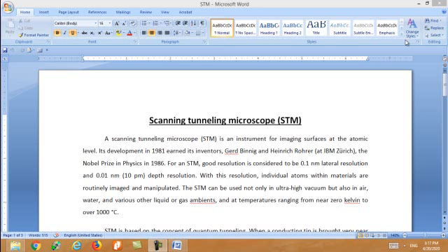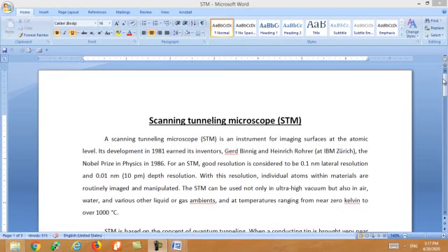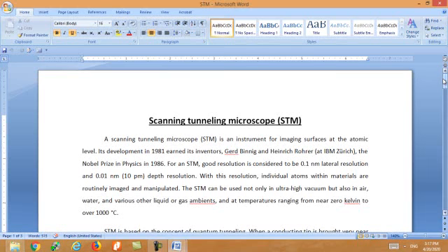Scanning tunneling microscope. A scanning tunneling microscope is an instrument for imaging the surface at the atomic level. It was developed in 1981 by Gerd Binnig. The scanning tunneling microscope is also an example of scanning probe microscope. As in scanning probe microscopy, a probe tip is used to analyze the sample.